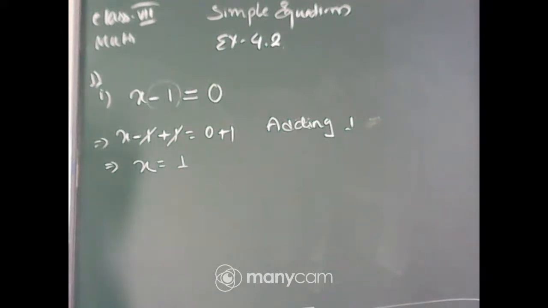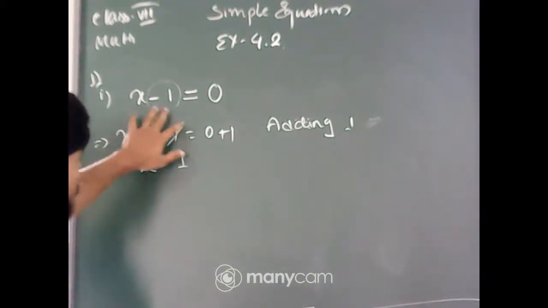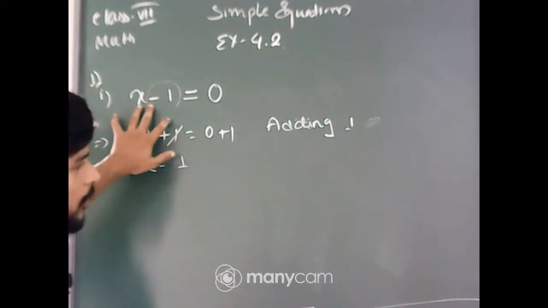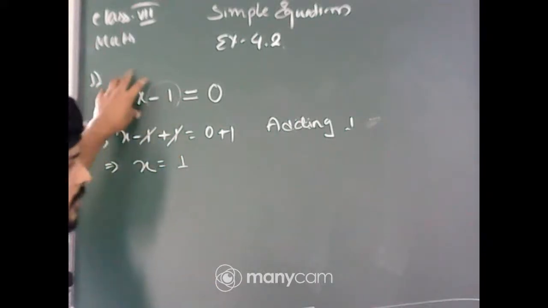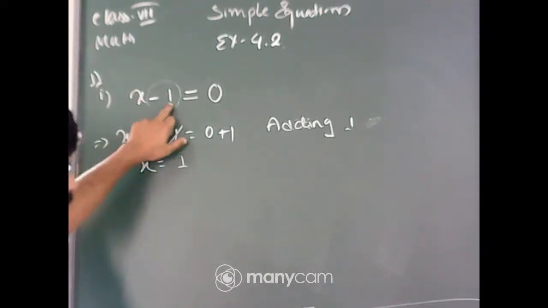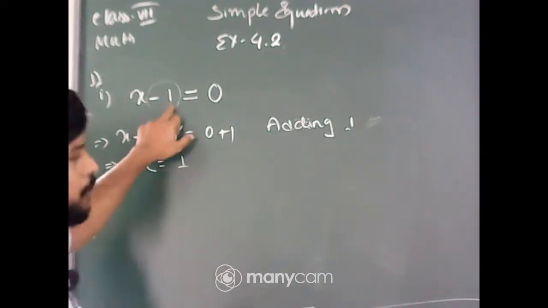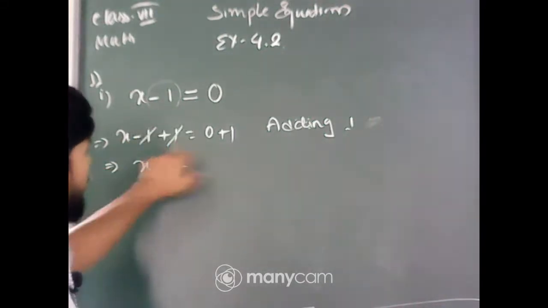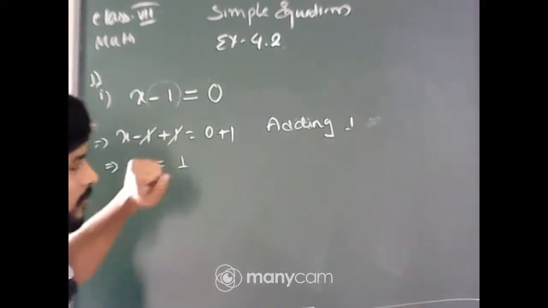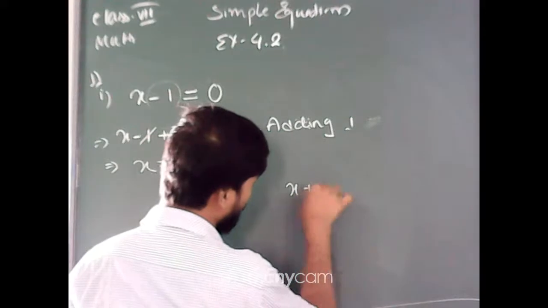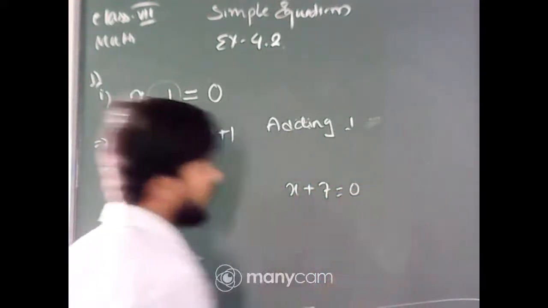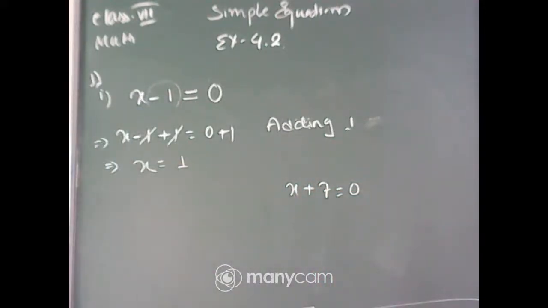So first look at the procedure. To find the solution of an equation, we have to remove all the terms which do not contain the variable x. So here, look, in minus 1 there is no x. So we remove this minus 1 by adding plus 1 to both sides. Suppose there is an equation x plus 7 equal to 0. So can you tell me what to do? What will be the first step to find out the value of x?